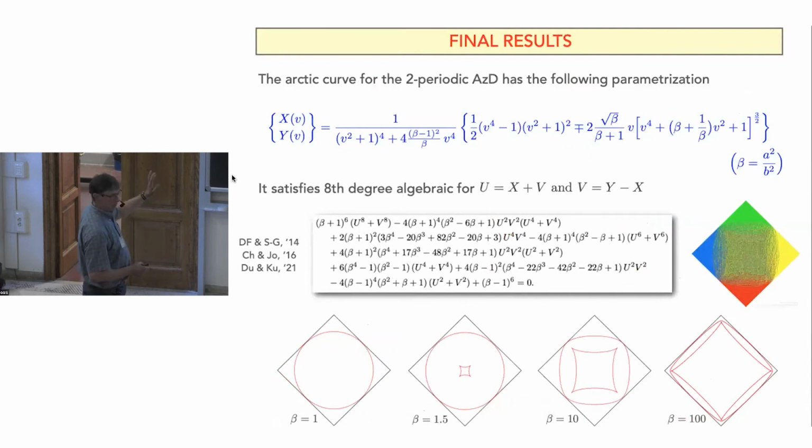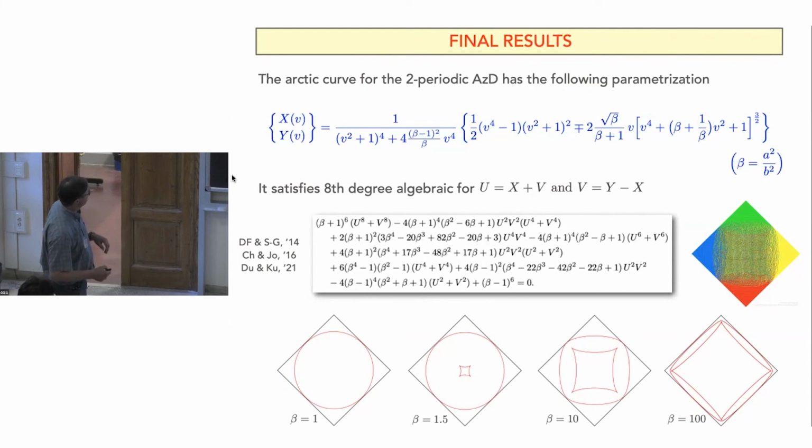So I skipped the calculation of the parametric form of the arctic curve in terms of the slope and then in terms of the parameter. But here is the final result. V is the new parameter. I trade the parameter R for a new parameter V for convenience. And beta is the ratio of these 2 weights A and B, which alternate on the graph. And it's a fairly simple form. And as a check, we can compute that.